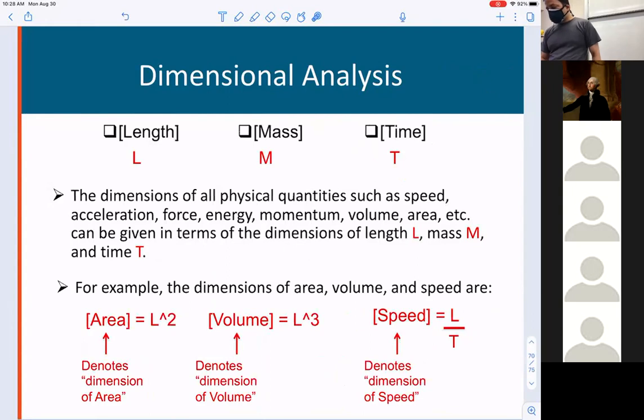Let's get some practice here. So again, length, mass, and time are the fundamental quantities. If I ask you what the dimensions of area are, it is length squared, because you're making a measurement of width times length, so it's L times L. Volume has dimensions of L cubed. Speed has dimensions of length over time.